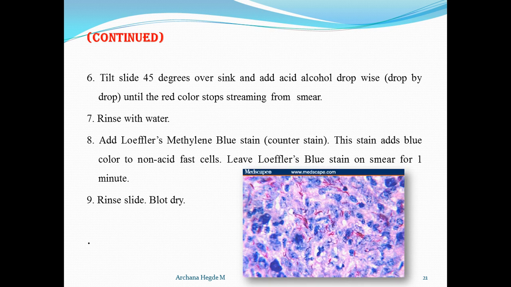This is the microscopic observation where the acid fast bacilli are seen in red color, which are rod shaped, over this image here. These are the acid fast bacilli, whereas the non-acid fast take the blue color, as you can see here.